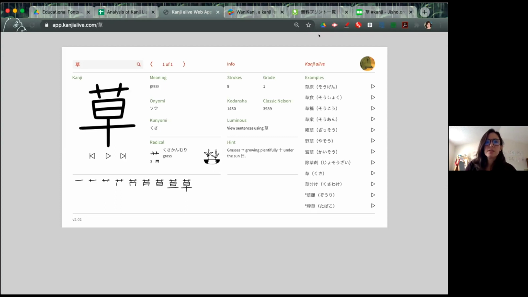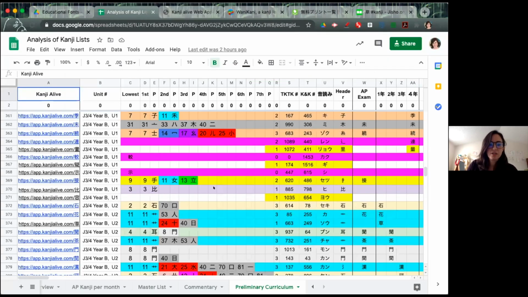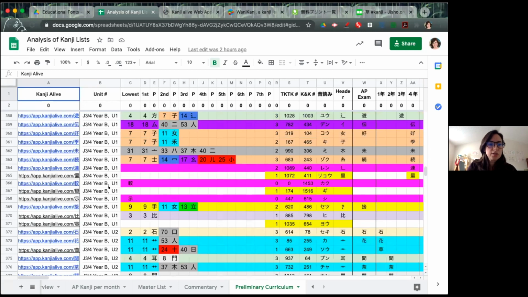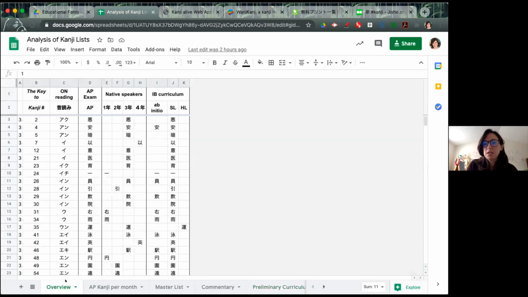this is my big analysis on how I put together the sequence. And it is, of course, a work in progress, because some of the things that I decided were useful kanji to teach to students are not necessarily showing up in the lists that were indicated by AP and IB.